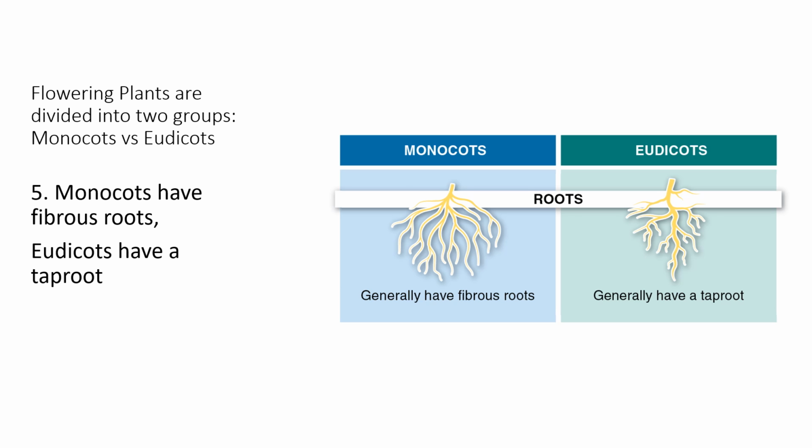And finally, if you dig up the plant, you can look at its root structure to tell if it's a monocot or a eudicot. Monocots have fibrous roots that branch immediately in all directions. In eudicots, the roots branch off of a large taproot.